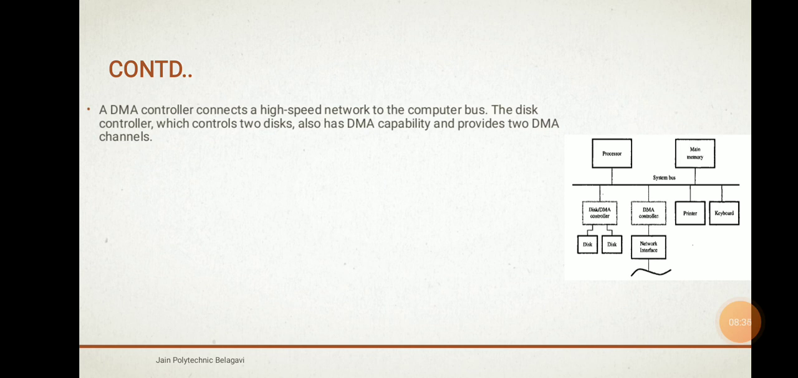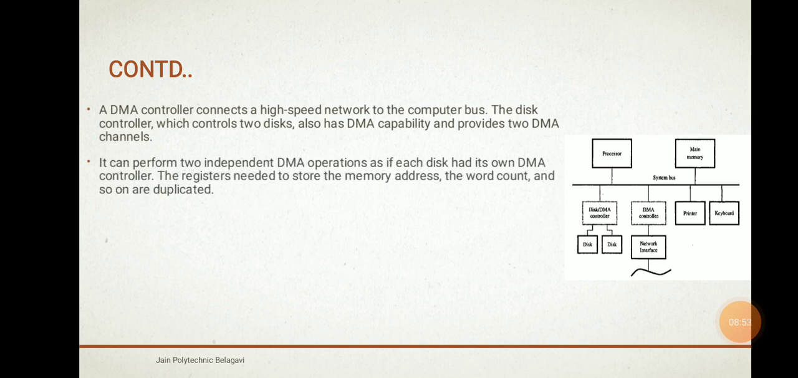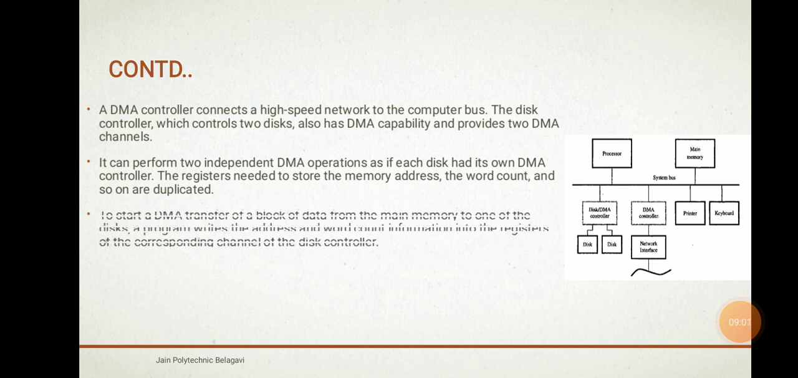Now a DMA controller connects a high-speed network to the computer bus, as we discussed. This controller contains two disks, as you can see. It also has the capacity to provide two DMA channels, so the DMA controller can handle two DMA channels. It can perform two DMA operations as if each disk has its own DMA controller. So the registers needed to store the memory address, word count, and so on are duplicated.